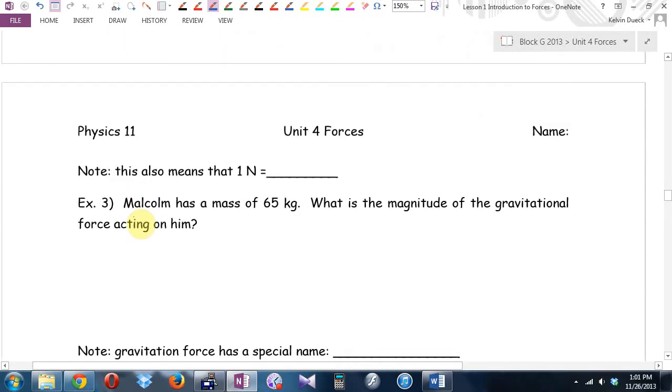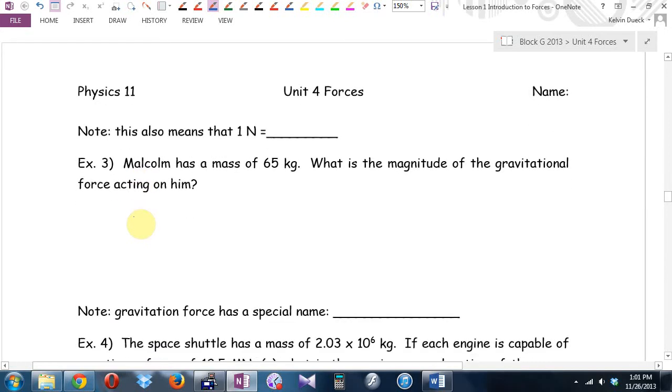This also means that 1 Newton equals, well, F equals ma. What are the units for mass? Kilograms. What are the units for acceleration? Meters per second squared. And so 1 Newton is actually 1 kilogram meter per second squared.